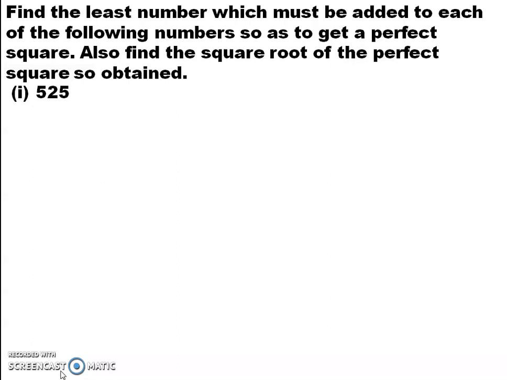525. So I told you before, in such type of questions, the first thing you should do is find the square root of this number using the long division method. As you can see, 525 is not a perfect square number. You will get a particular remainder while doing the long division method. Let's see how.